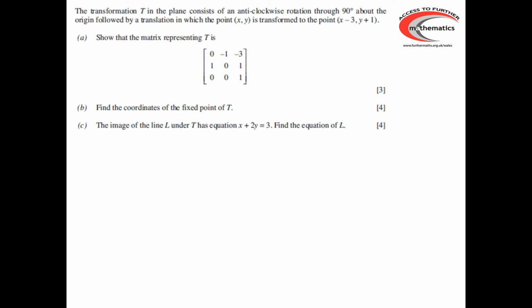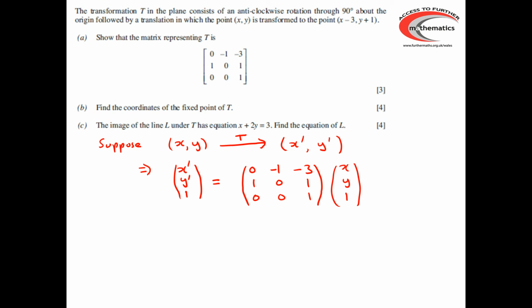So for the final part of the question, we're told that the image of the line L under t has got an equation of x plus 2y equals 3. We've got to find the equation of L. So let's start with an arbitrary point x, y, and suppose that under the transformation t it ends up as being x dash, y dash.